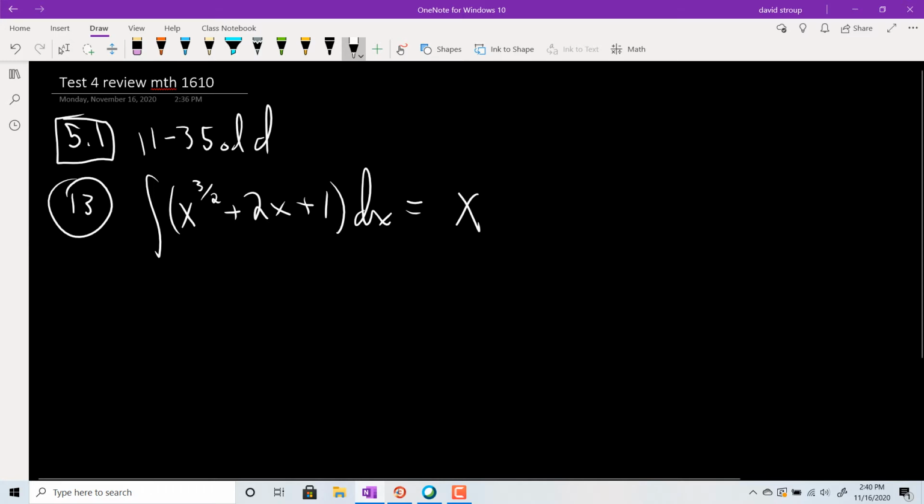x to the 3 halves plus 1 is the same as 3 halves plus 2 halves, which is 5 halves, divided by 5 halves, same as multiplying by 2/5. And then plus 2 times x squared times 1/2, or over 2 if you'd rather, plus the integral of 1 is just x, and then plus c. Okay. Clean it up a little.